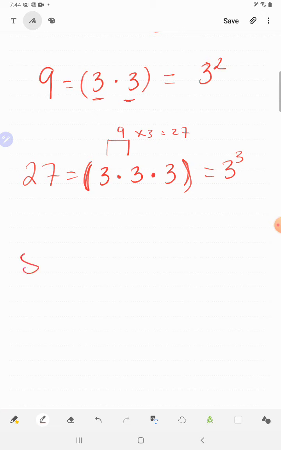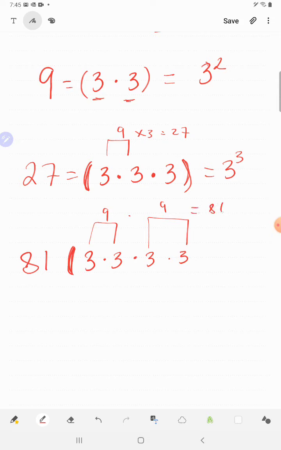And then the next one I have is 81. So if I was to take 3 times 3, that will give me 9. And 3 times 3 gives me another 9. 9 times 9 equals 81. So it will take the base being multiplied 1, 2, 3, 4 times.